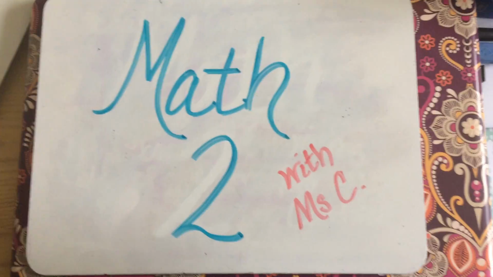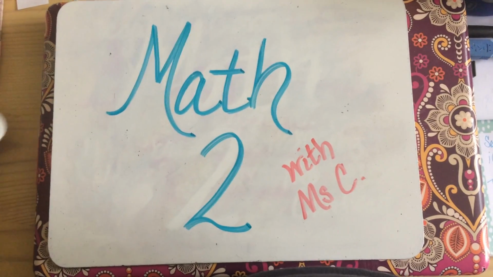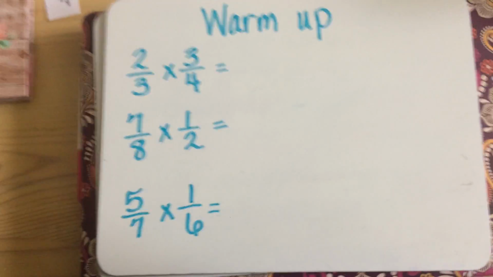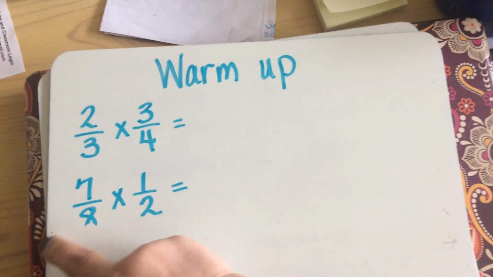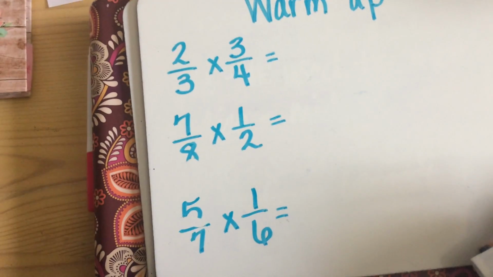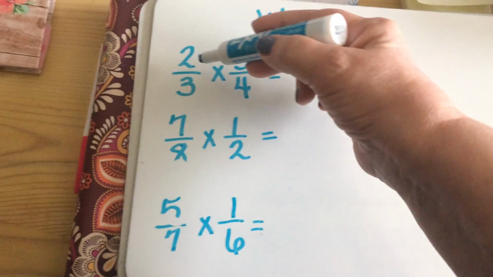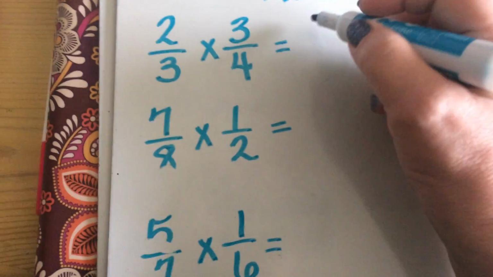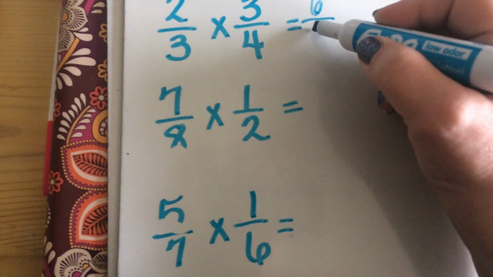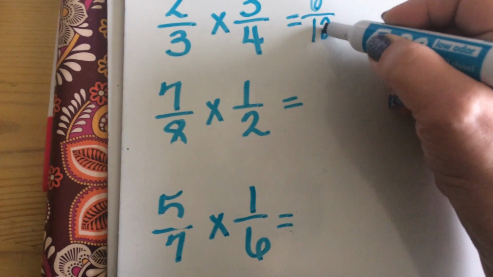Each day when we do math, we start with a warm-up. And so today I wanted to start with a warm-up multiplying fractions. Remember, when you multiply fractions, you just multiply straight across. So 2 times 3 is 6. And 3 times 4 is 12.